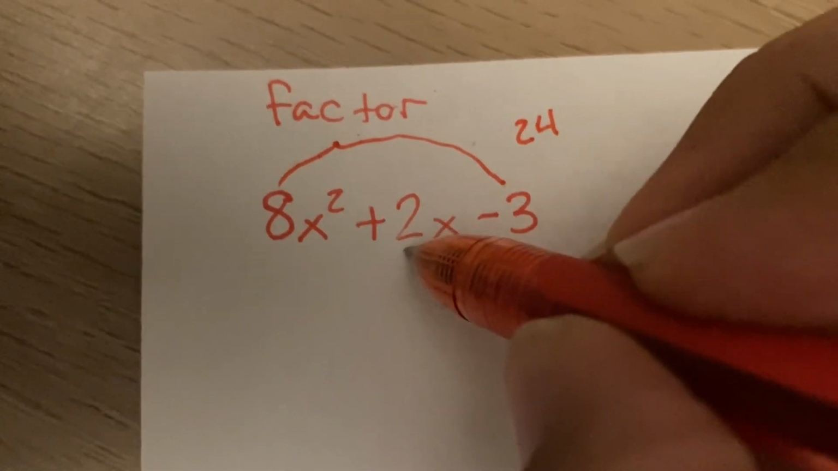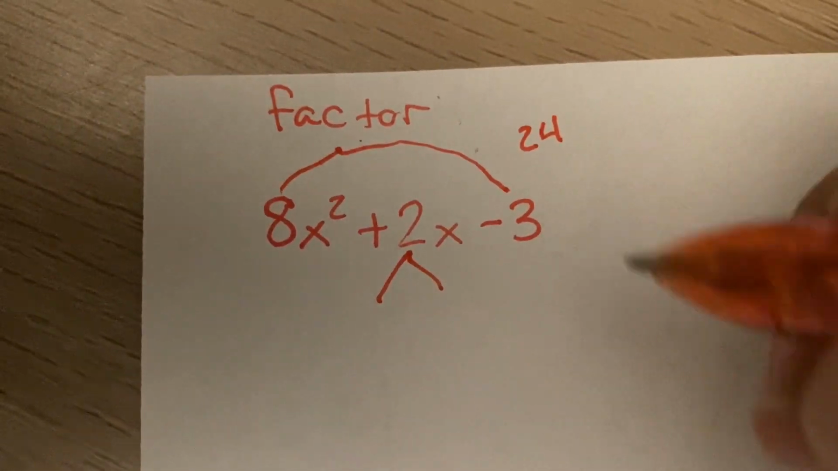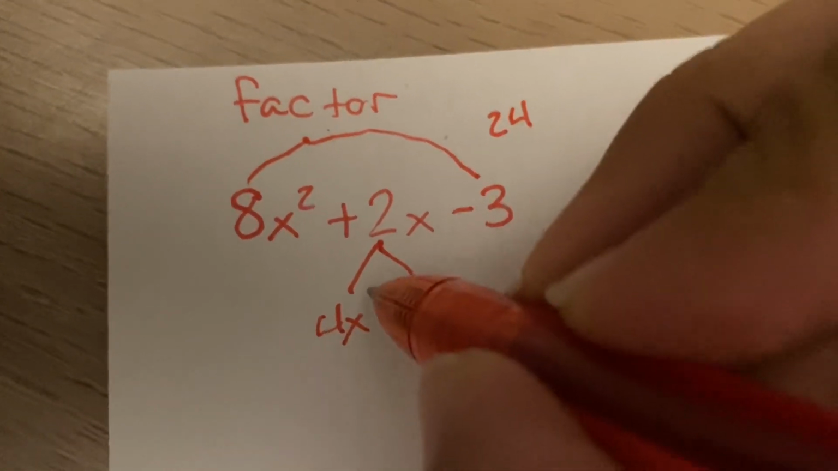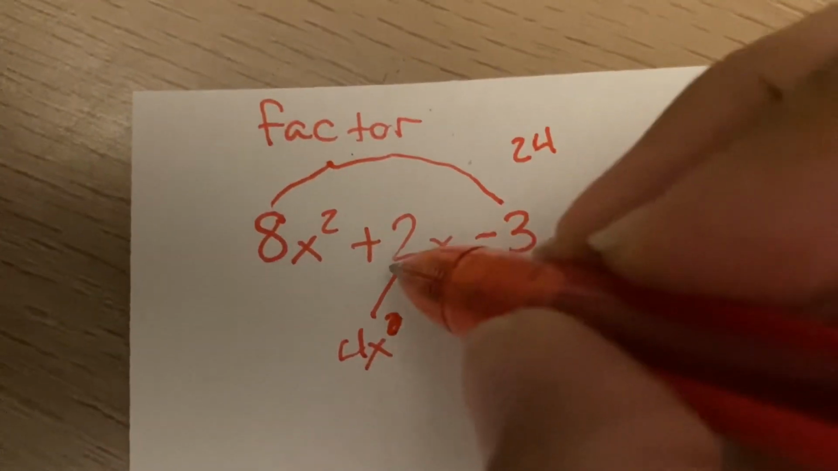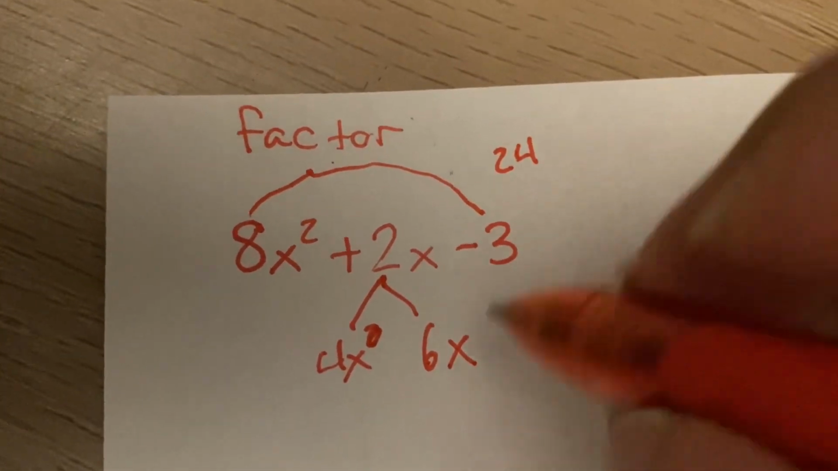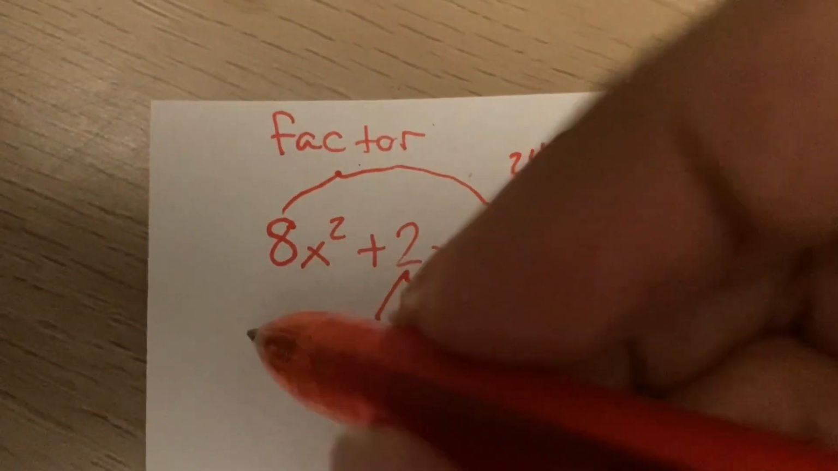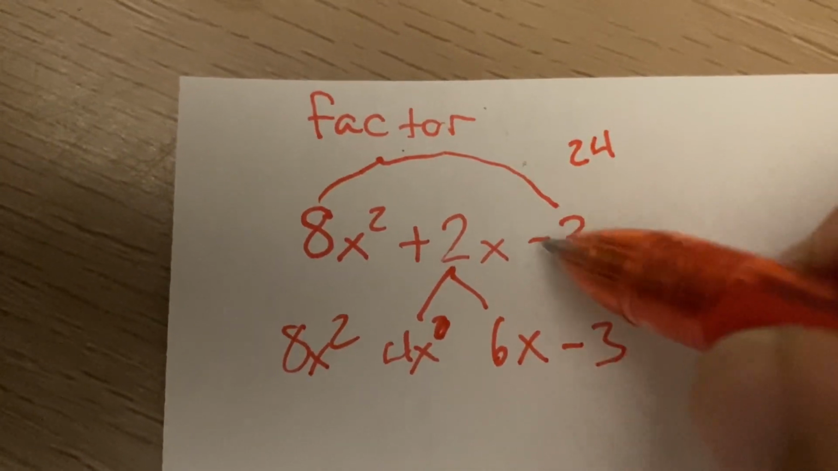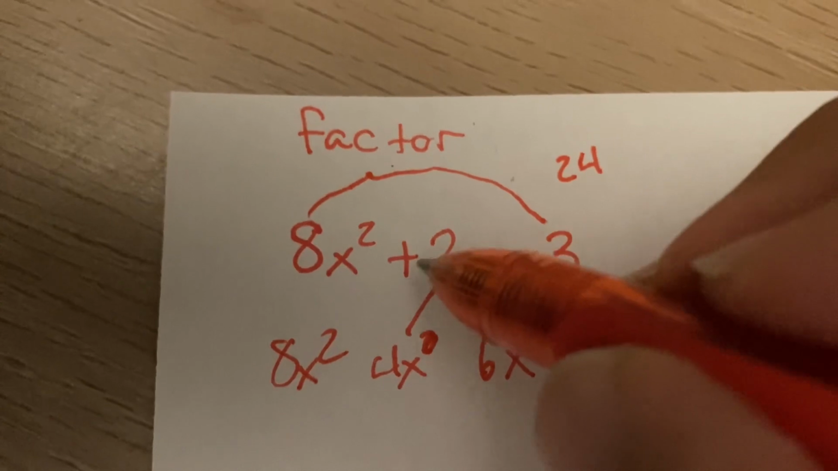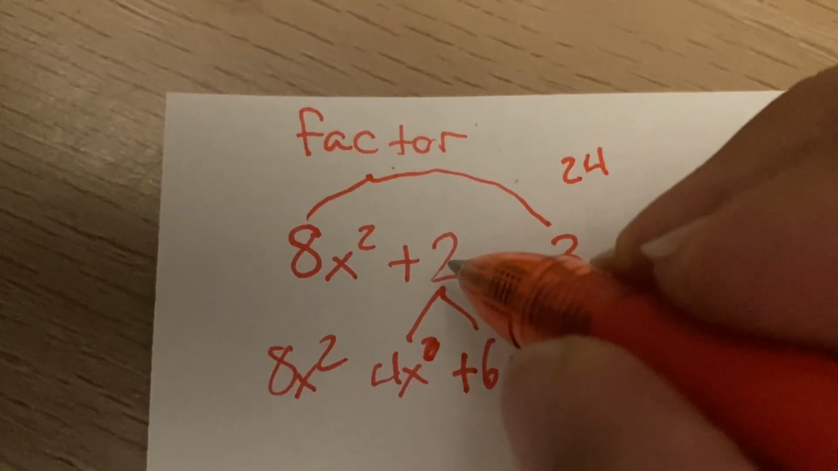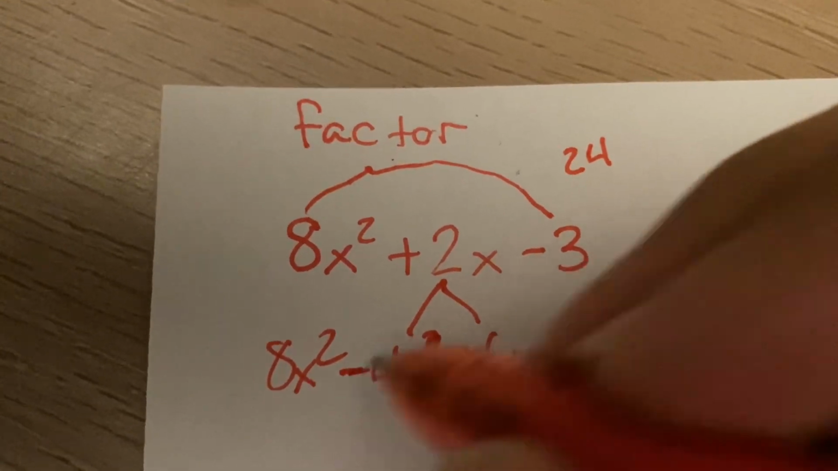Okay? So you're thinking to yourself, okay, I'm thinking 4 and 6. So I'll put 4x here, and then I'll put 6x over here. Right? Put a minus 3 down here, the 8x squared. Now remember, they're subtracting, which means they're different signs, and the largest one is going to be a plus. So the 6 is going to be a positive, and the other one is going to be a negative.